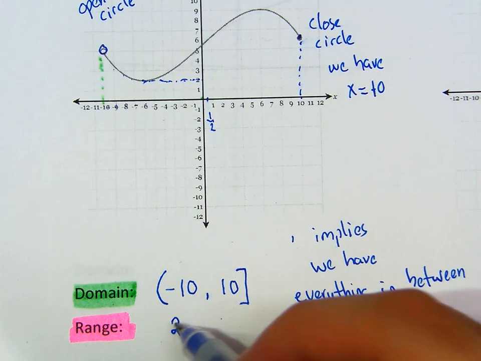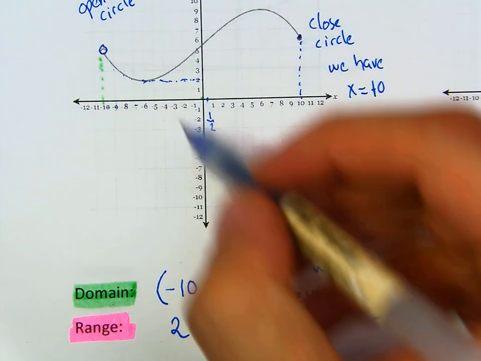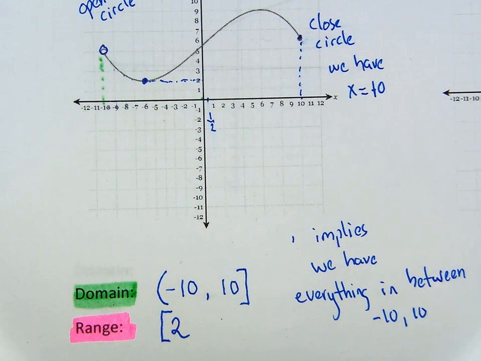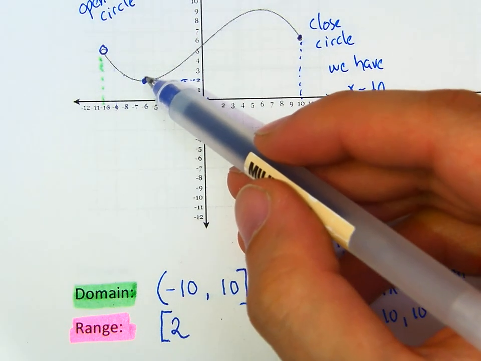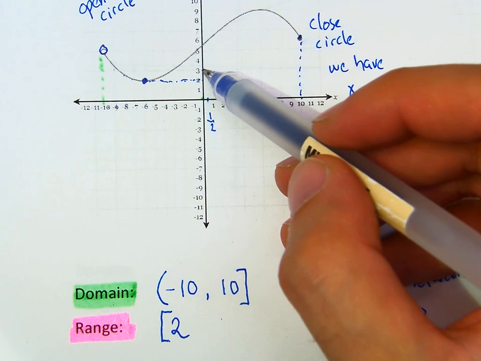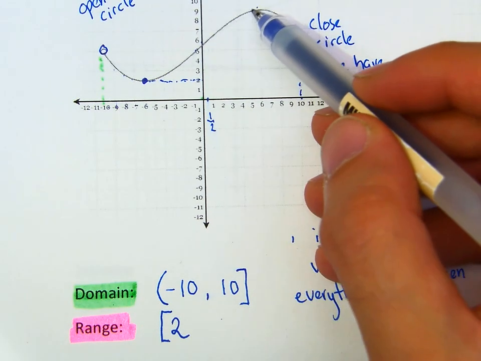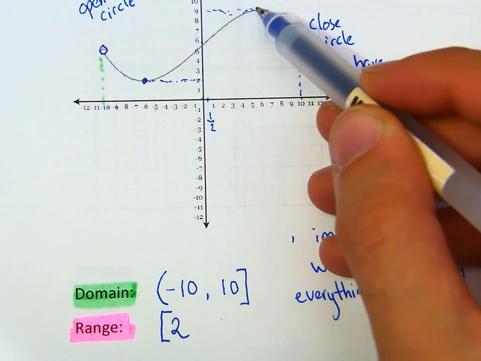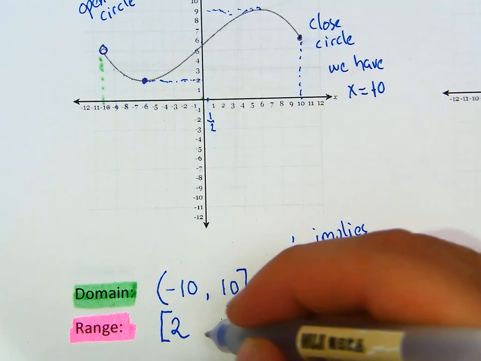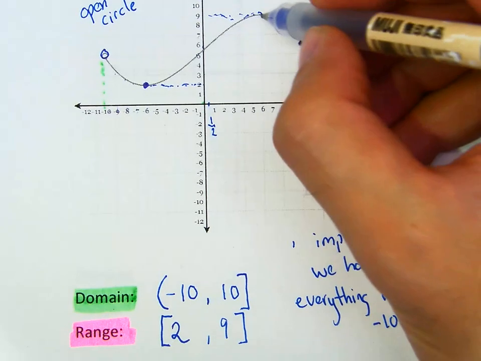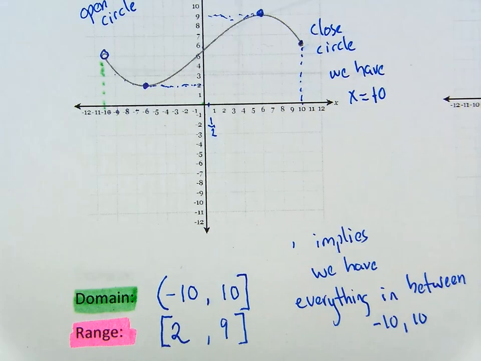But now, is this a parenthesis or a bracket? Because this point is closed, you have a bracket. And then we have everything in between: we have 3, 4, 5, 6. Now what's the highest we have? We have it up to 9 over here. So this is 9, and it's a bracket because this point is closed. And that's the domain and range for this graph.